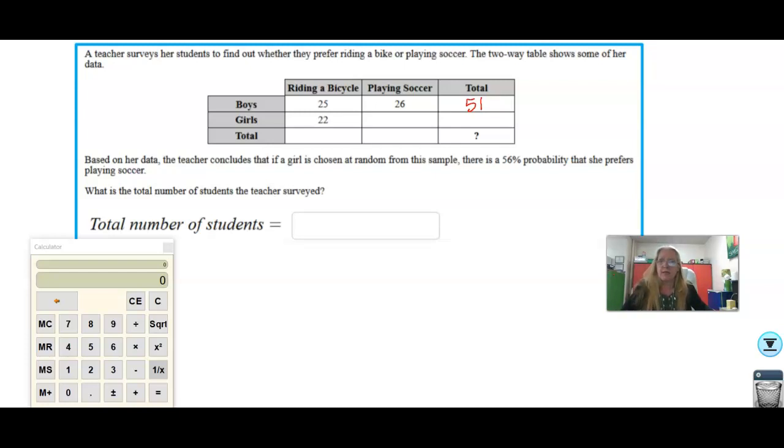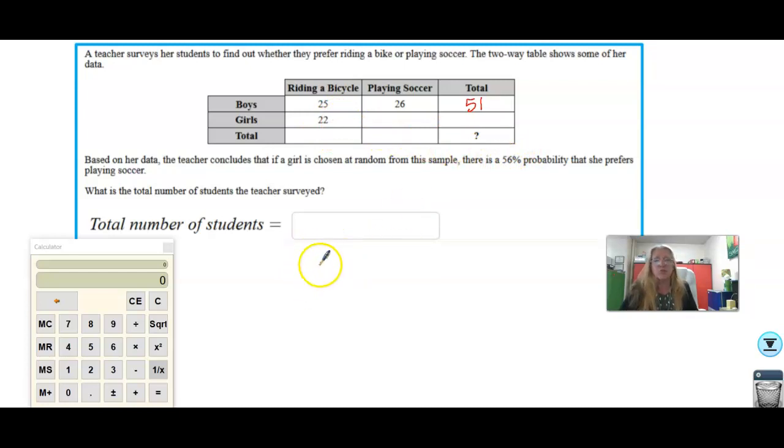Okay, so where was I? All right, we know that there's a 56% probability that a girl prefers playing soccer, but we don't know how many girls prefer soccer. What we do know is how many girls prefer riding a bike. So what percent is left after you subtract this from 100? What percent is this number right here? Okay, well, this number would have to be 44%, right? Because we know that 44 and 56 add up to 100.